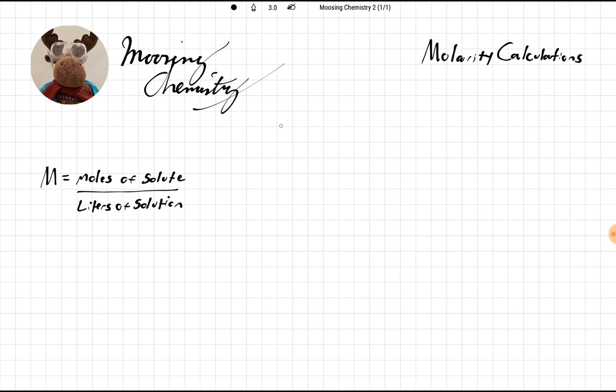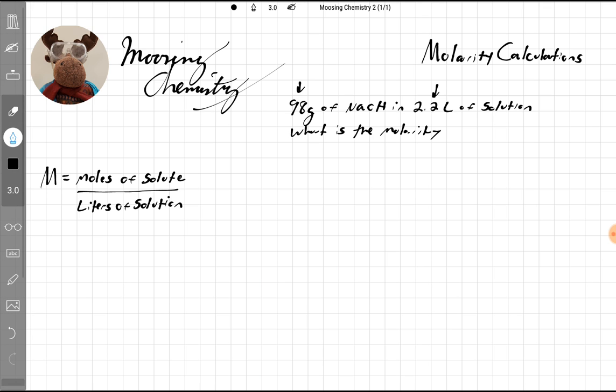All right, let's try this one. What if we had, let's say, 98 grams of NaOH, that's sodium hydroxide, in 2.2 liters of solution? What is the molarity? All right, let's look here. Oh, look, we only have grams here, and this time we have liters, so we don't have to touch that.